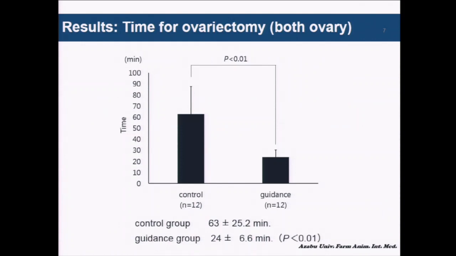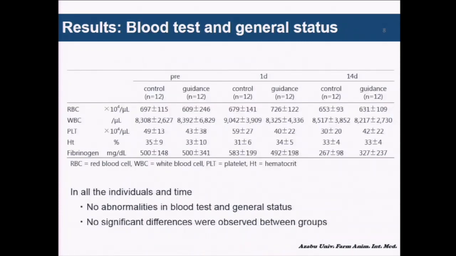This shows the result for the time for ovariectomy. The time required for ovariectomy was about 63 minutes in the control group versus 24 minutes in the guidance group. Thus, transrectal guidance significantly reduced the operating time. This slide shows the blood test and general status. We could not find any abnormalities in blood tests and the general status at any point. In addition, no differences were observed between the groups.